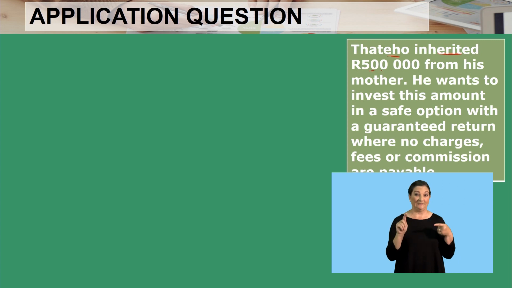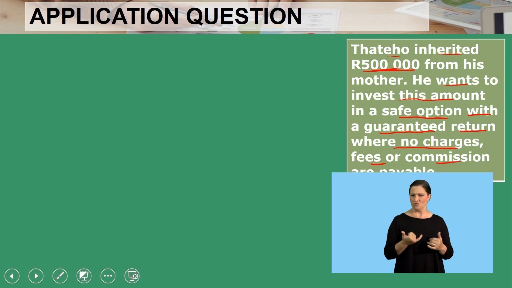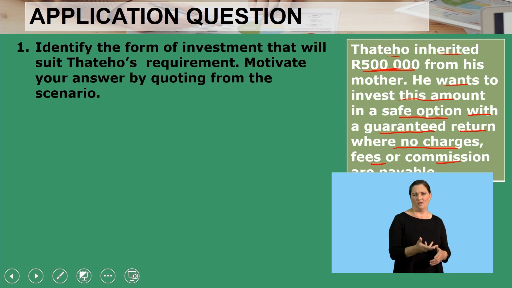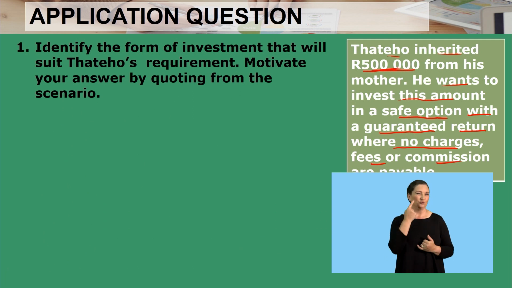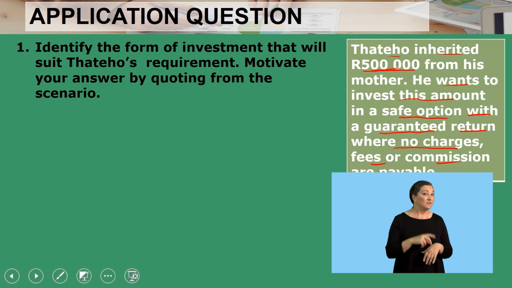Tadeo inherited 500,000. Tadeo must be happy with his mother. Obviously, the mother contributed to the 500,000. But Tadeo is a very, very smart young man because Tadeo now decides to invest this amount. And he wants to invest this amount in a safe investment option with guaranteed returns where no charges, fees, or commissions will be payable. Now, identify the form of investment that will suit Tadeo's requirements and motivate your answer by quoting from the scenario.